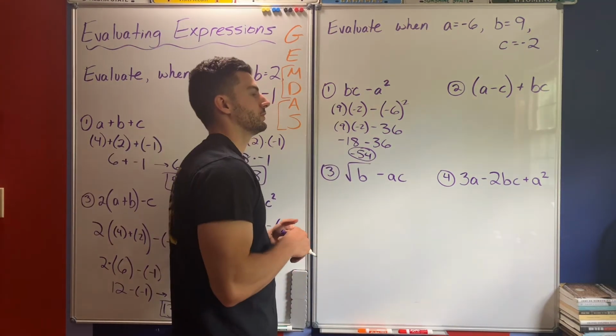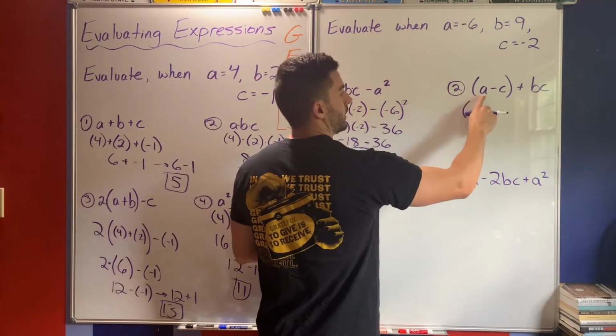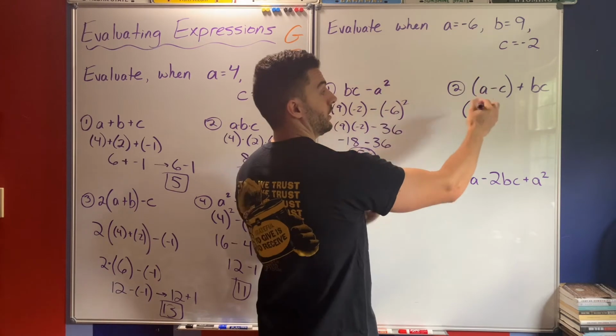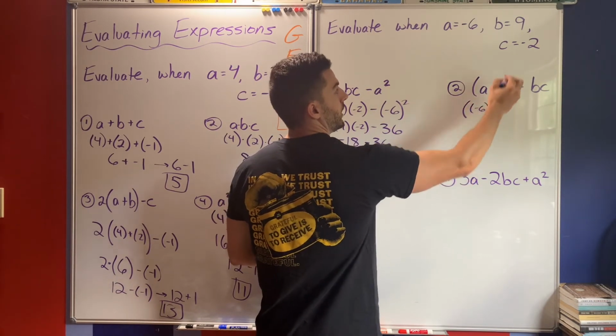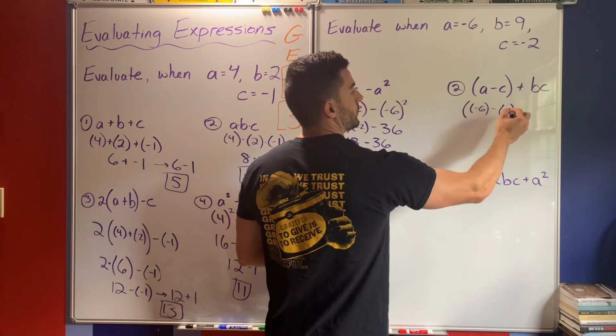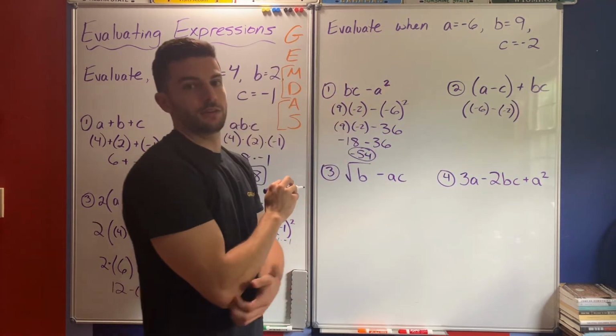Okay. Number 2, again, first step, substitute in. And so this is a group, right? But a minus c, so it's going to be negative 6 minus negative 2. Lots of little negatives in there, minuses, right?